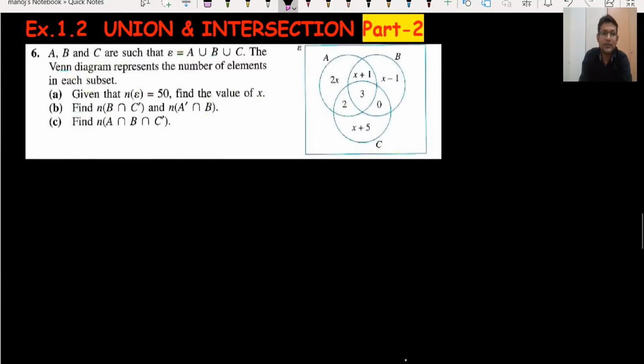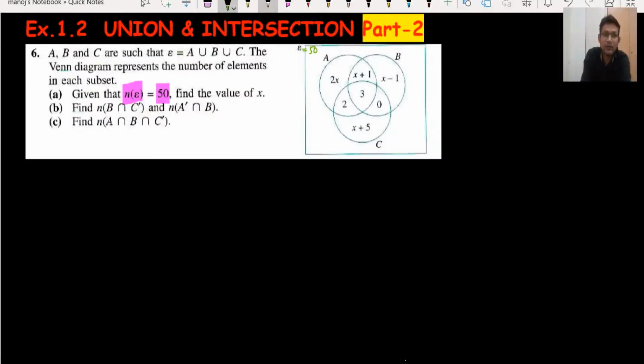In question number 6, the universal set means everything is included. Given that the number of elements in the universal set is 50, it means we can write that the total here is equal to 50, because when we add everything it comes to 50.